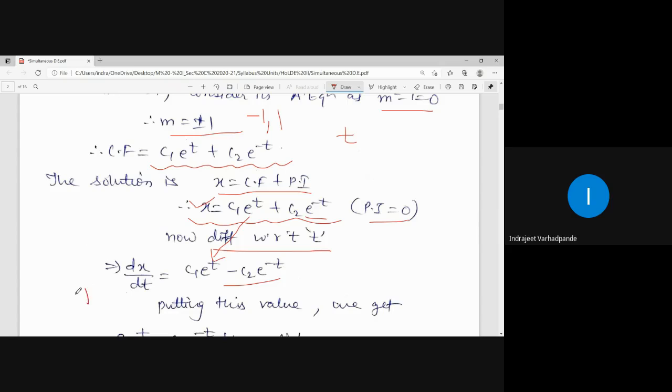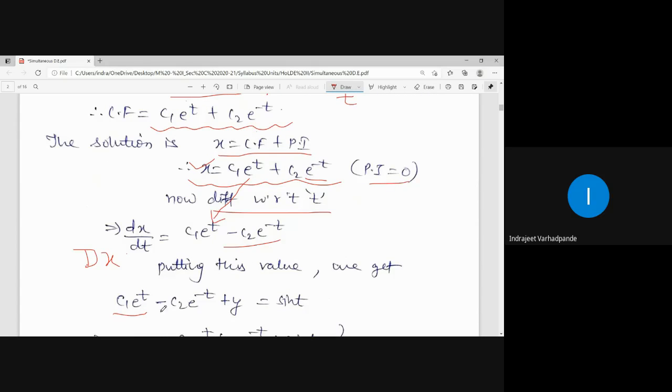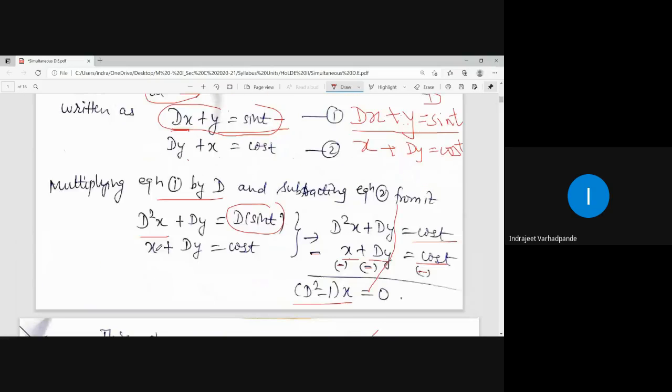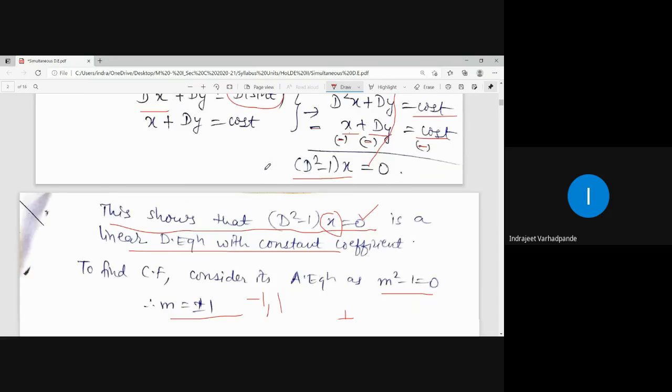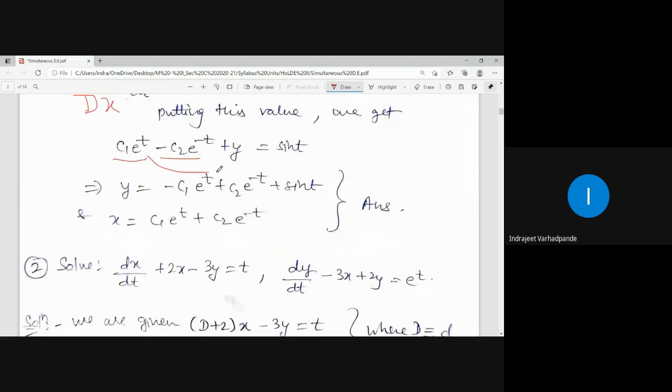Putting this value of Dx in equation 1, what will we get? C1 e to the power t minus C2 e to the power minus t plus y is equal to sin t. This is what the differential equation is. I substituted the value of Dx, y as it is, and it is equal to sin t. Transfer all the terms which are not required to the other side. So what do you get for y? y is equal to sin t minus C1 e to the power t plus C2 e to the power minus t. So this is how we have got the value for y.